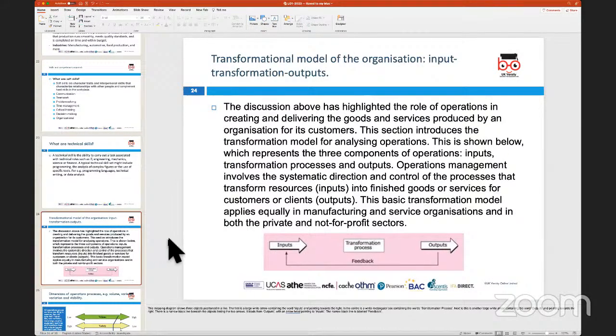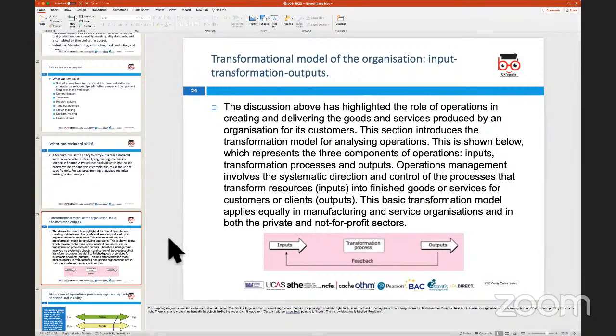Is that okay? Yeah. Now let's look at some of the other topics that we need to cover in Unit 1, Learning Outcome 1 today. One of the things that we need to look at is some of the theoretical models or frameworks involved in operations and operations management.